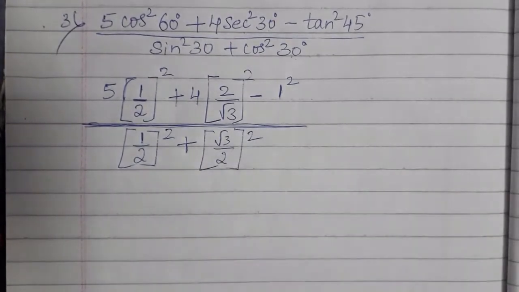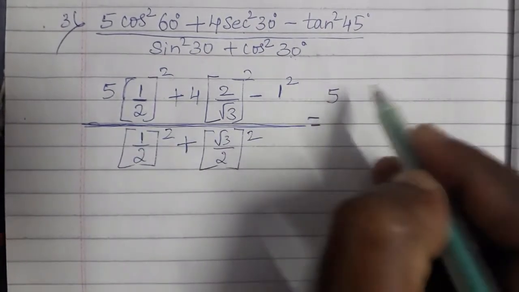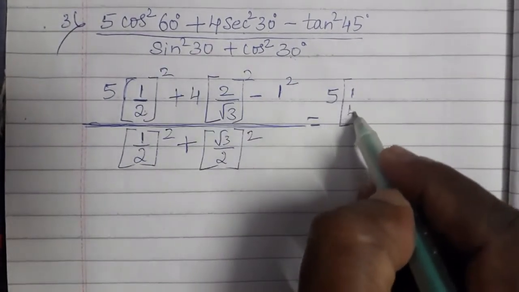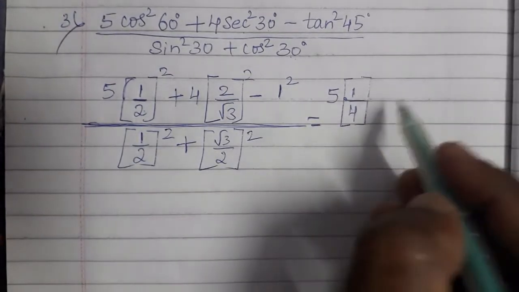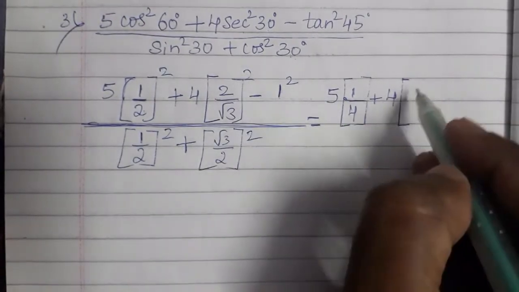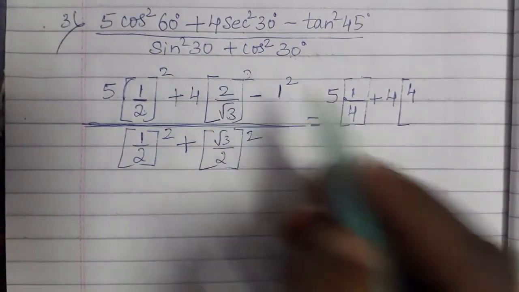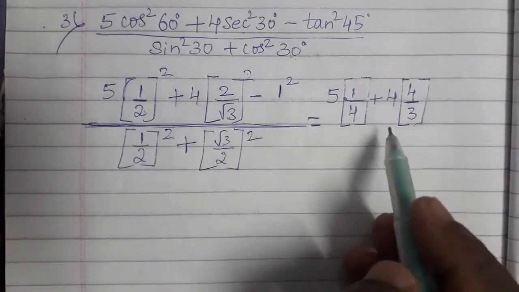Once you know the values, afterwards it's simple arithmetic steps you have to follow one by one. We'll see the second step. I'll write here 5, write as it is. 1 square is 1. 2 square is 4. So 5 into 1 by 4. Next write plus. 4 you write as it is. Open the bracket. 2 square is 4. This square belongs to this also. Root 3 the whole square is only 3.